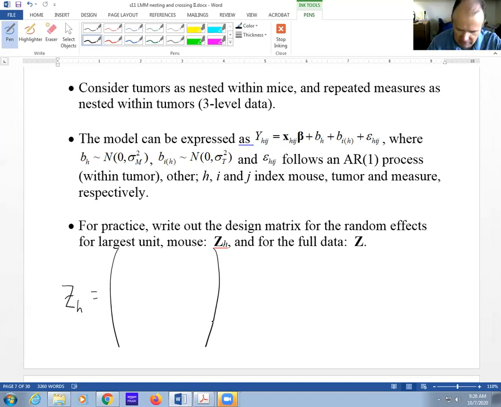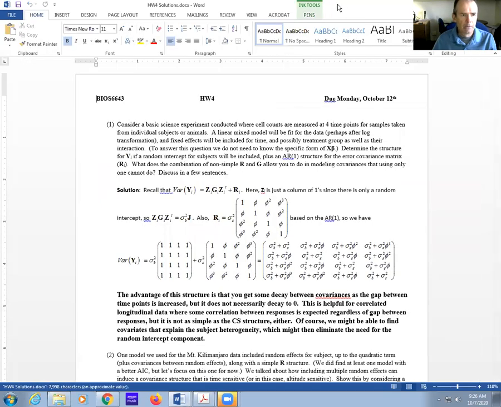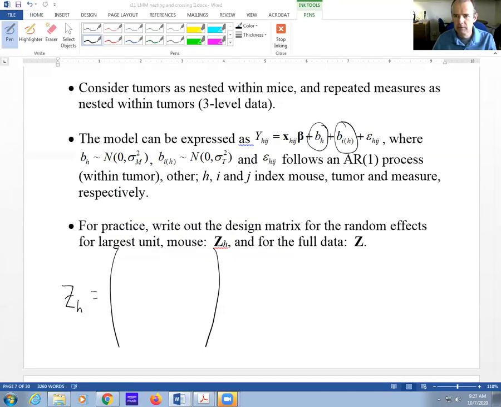Do you guys know how we should start this? We have two random effects that we need to be concerned about. We have the mouse, and then we have the tumor within mouse. I'll let you guys think about it for just a second. Let me pull something up real quick. That's not something I'm going to show you right now, but this gives me something to look at.